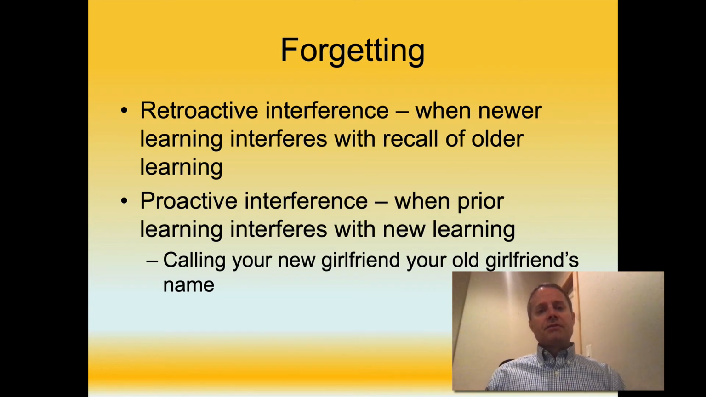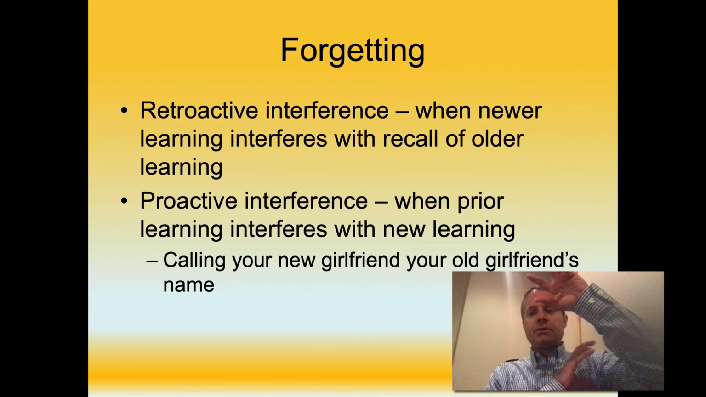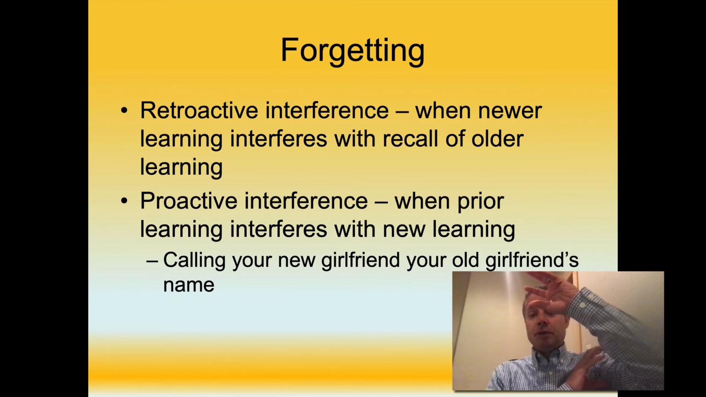A couple other things with forgetting. Sometimes something can interfere with our memory. And there's two ways this can happen. One is retroactive interference, when new learning interferes with your recall of older learning. So if you're taking Latin in high school and you're learning all these new words, it might interfere with your recall of the Spanish you learned in middle school. So you can't recall the Spanish words anymore because the Latin words get in the way.